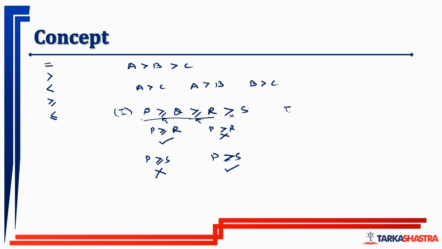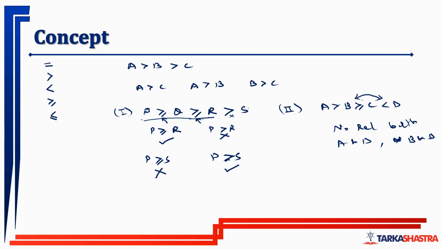Second rule, the sign should not change its direction. So A is greater than B is greater than equal to C is less than D. C is less than D. So in this case, there is no relation between A and D and no relation between B and D. क्यों? क्योंकि साइन का डायरेक्शन उन दोनों के बीच में चेंज हो चुका है.